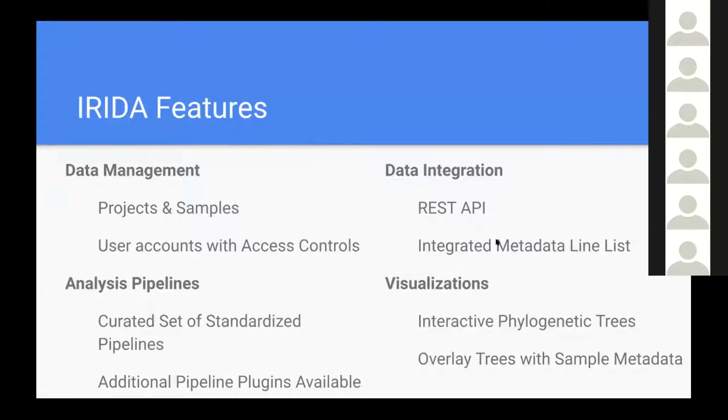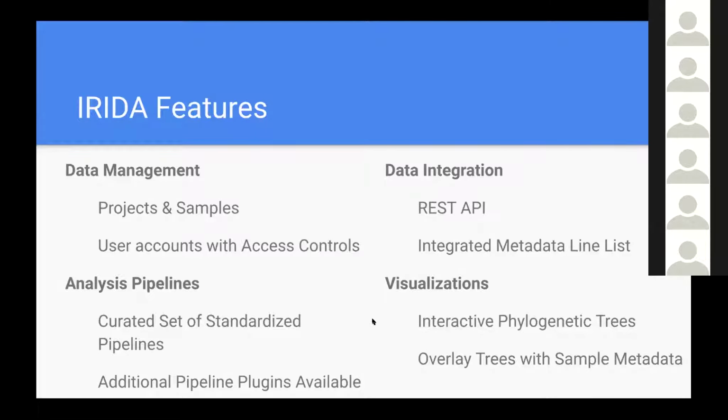And along with that, there's an integrated metadata line list. So for each project, you have a line list, a spreadsheet where you can store both some of the analysis result details and also other custom pieces of metadata, like the sample type or collection date or those sorts of things.